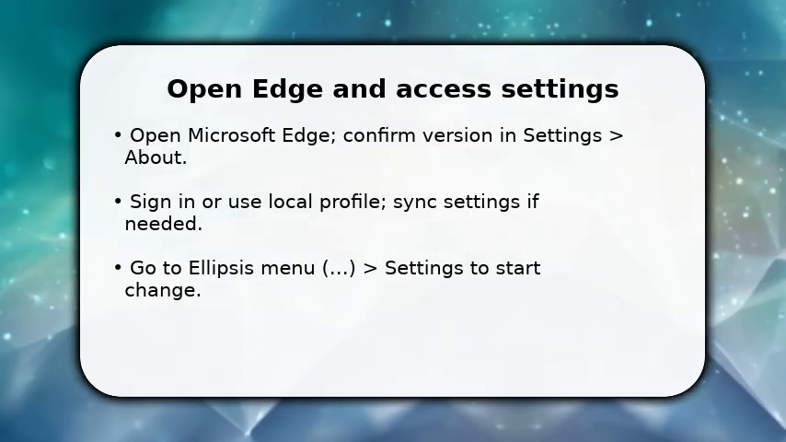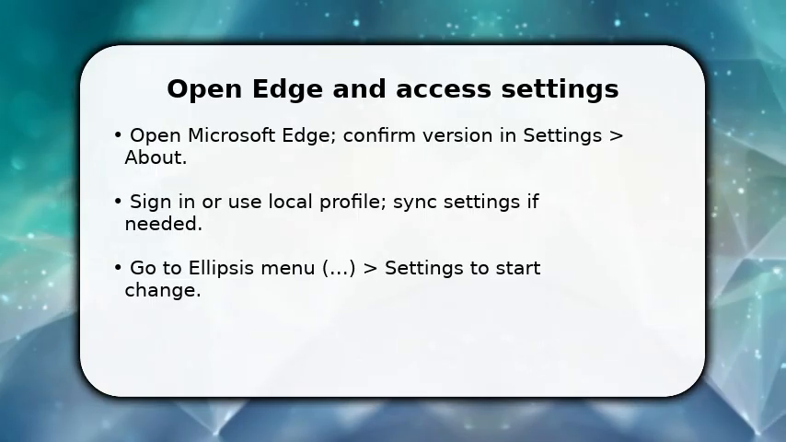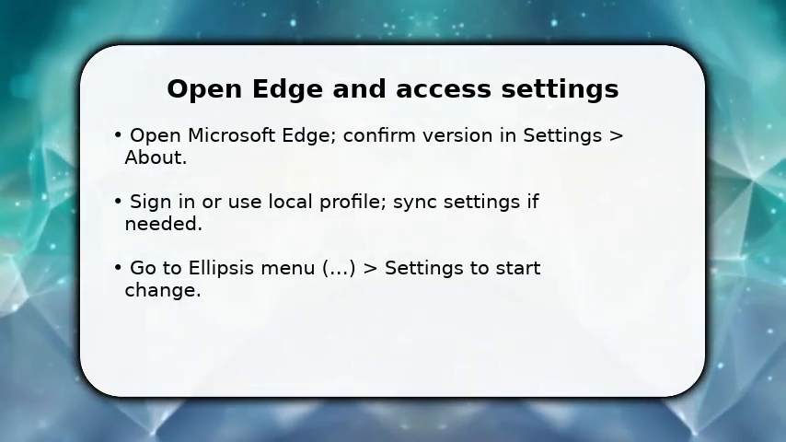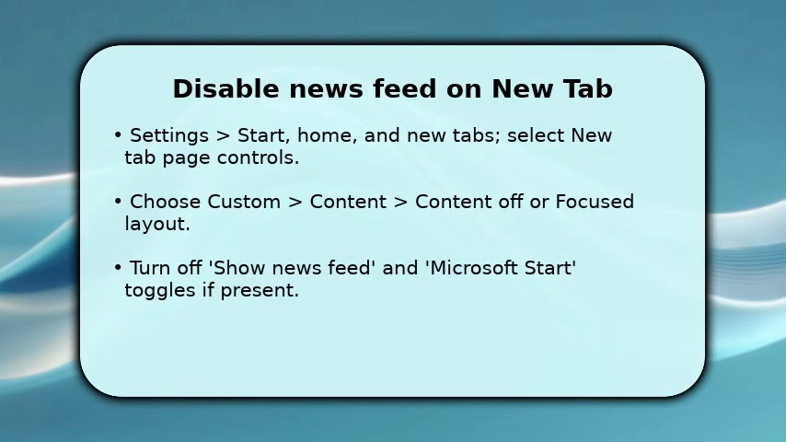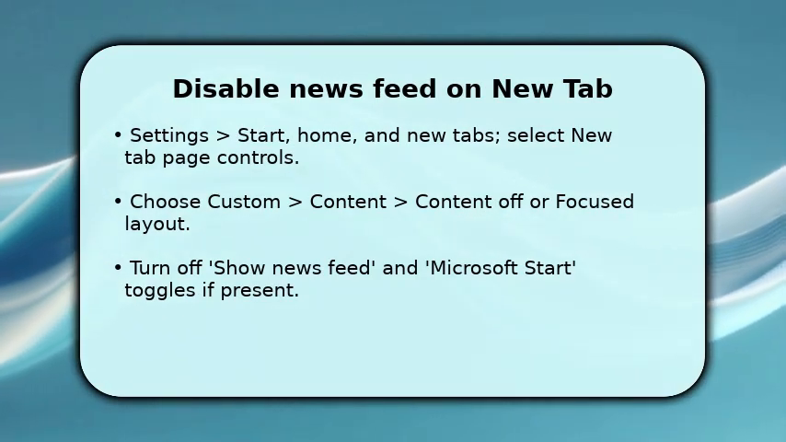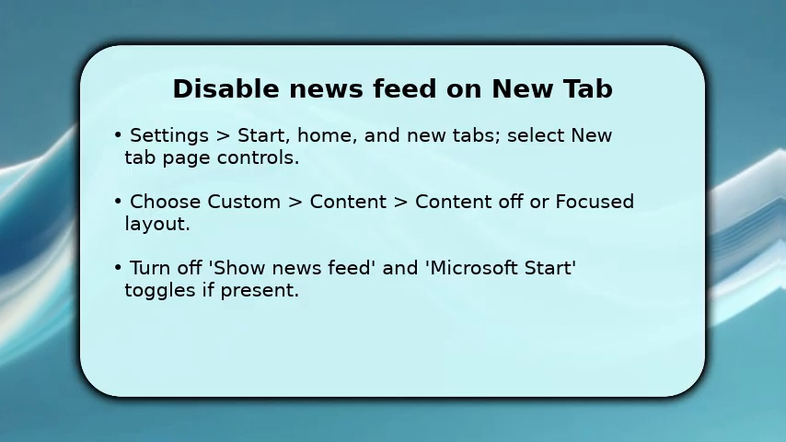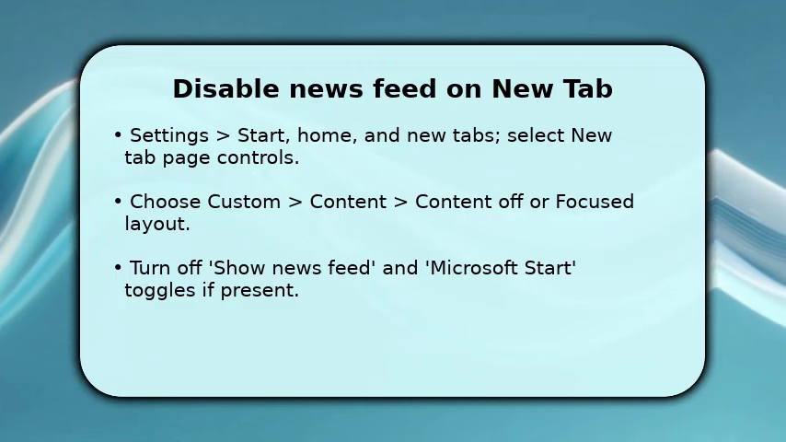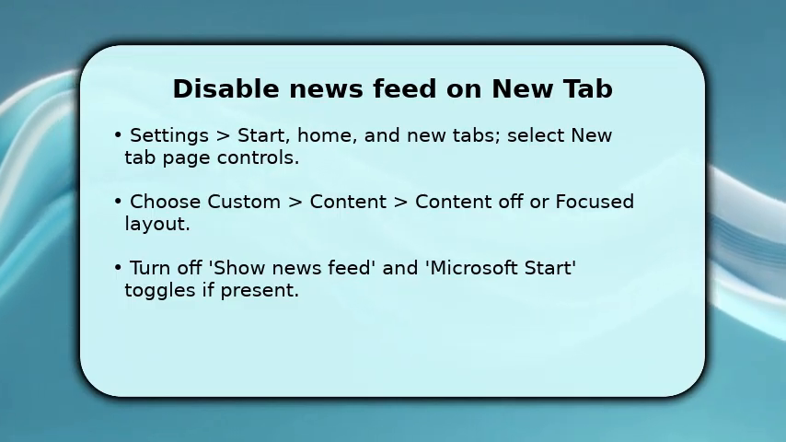This ensures the feed options you change apply to the right profile and won't revert when you sign back in or restart the browser. Now navigate to Settings, then Start, Home, and New Tabs. You need to edit the new tab page controls. You'll select Custom for layout, then pick Focused or Content off to eliminate feed content. This removes news cards and suggestions.